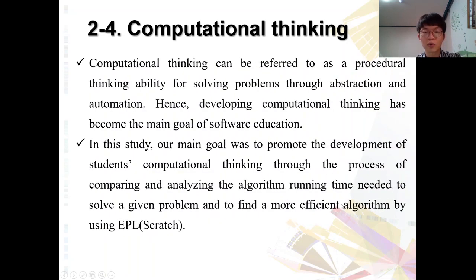Computational thinking can be referred to as a procedural thinking ability for solving problems through abstraction and automation. Hence, developing computational thinking has become the main goal of software education. In this study, our main goal was to promote the development of student computational thinking through the process of comparing and analyzing the algorithm running time needed to solve a given problem and to find a more efficient algorithm by using EPL Scratch.